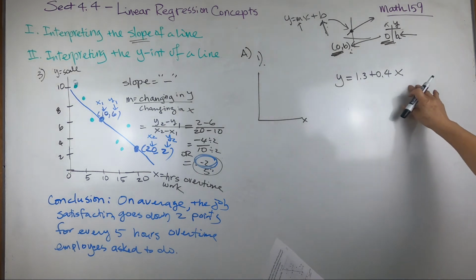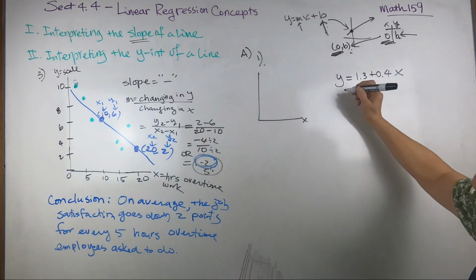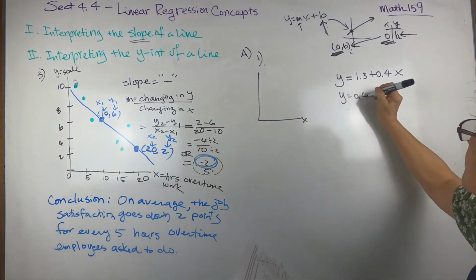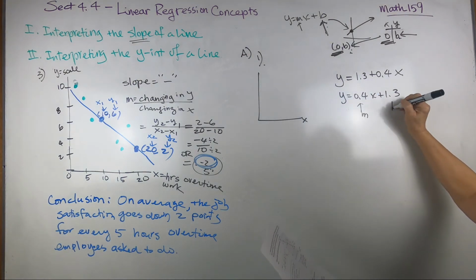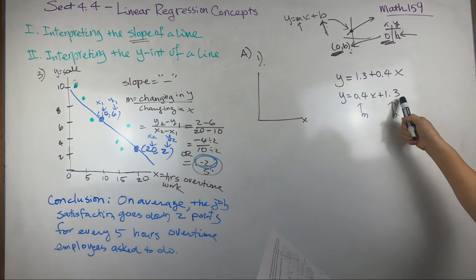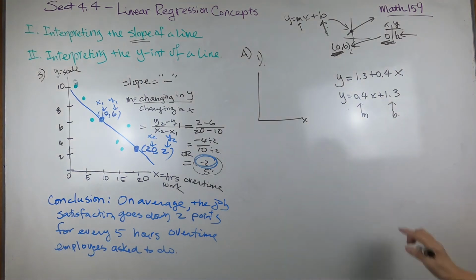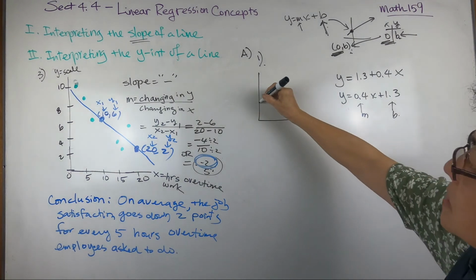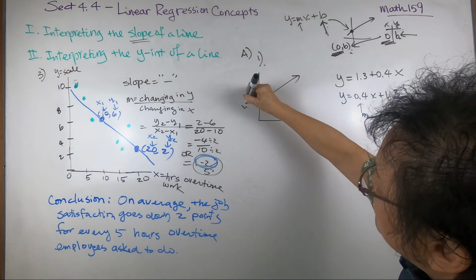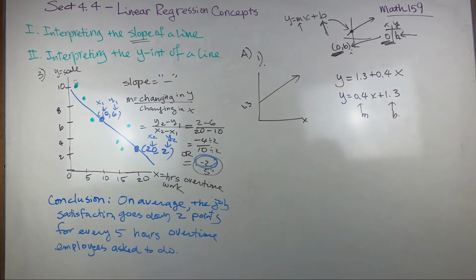So first you have to write in what? Slope-intercept form, y equals 0.4x plus 1.3. So that's your m, that's your b, right? We want to interpret the b. So the slope is positive, so it goes up. So it goes up like this. This is your 1.3. Then what's our x? What's the y?